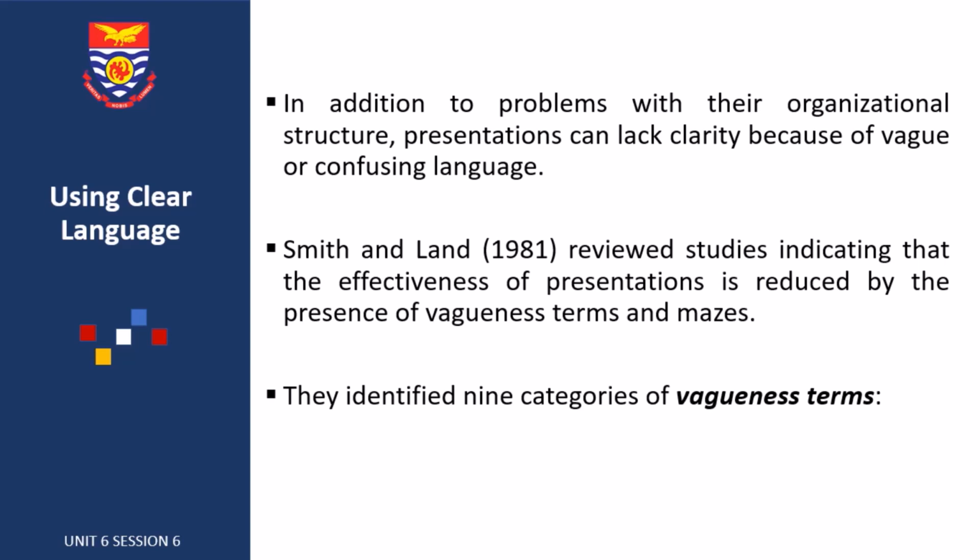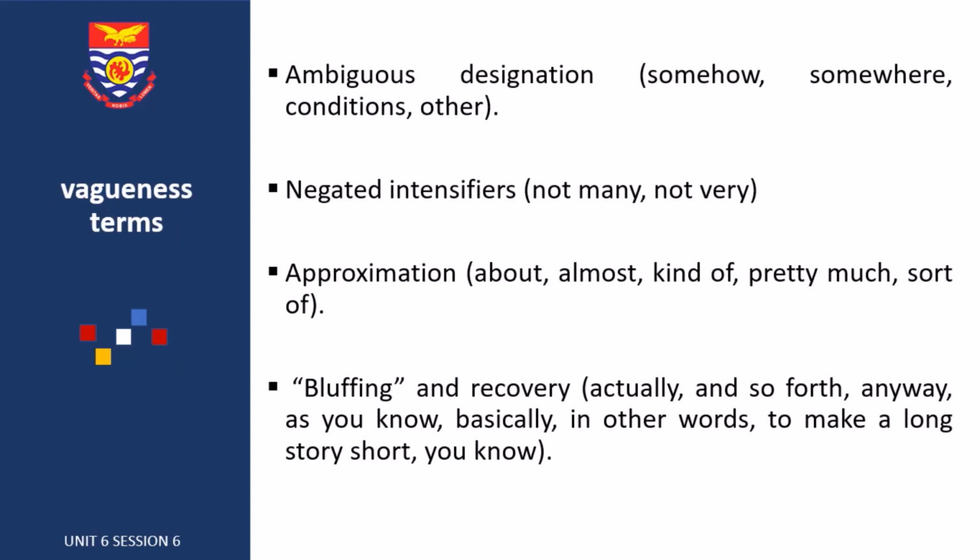So let's look at the vagueness terms. One, ambiguous designation, like somehow, somewhere, conditions, among others. So all these terms are ambiguous. And then negated intensifiers, that is, not many, not very. When you bring in these things, it doesn't make your presentation look legit. And then we are talking of approximation. You say about, almost, kind of, pretty much, sort of. So all these things are not needed when you are presenting information.